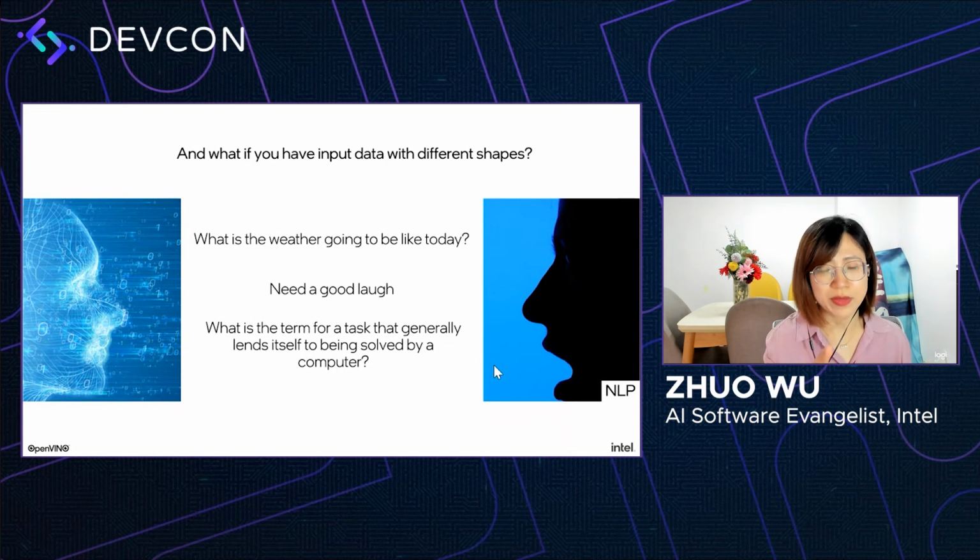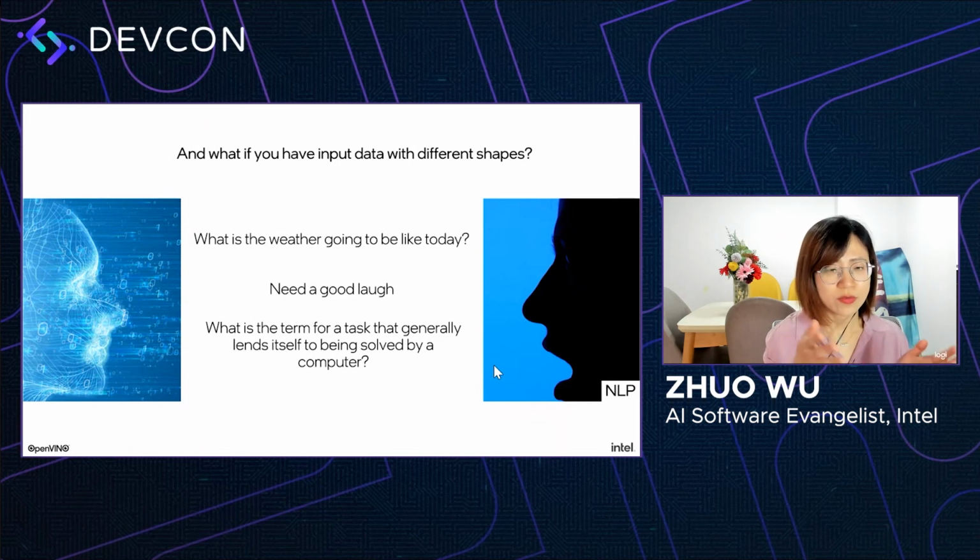Try to imagine this kind of use case in natural language processing, where sometimes you have some questions to ask the machine to answer. For example, you may ask a machine, what is the weather going to be like today? And sometimes you may have complicated questions with longer words in them, like, what is the term for a task that generally lends itself to being solved by a computer? But sometimes when you feel a bit upset, you just need a good laugh. So you may say a very short sentence like, I need a good laugh, to the machine.